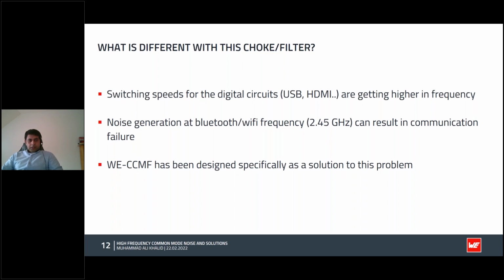Here we see the difference between this filter and the conventional ferrite-based common mode chokes. The main difference comes in the form of high common mode suppression and a very high frequency range or limitation for the differential data line signal.